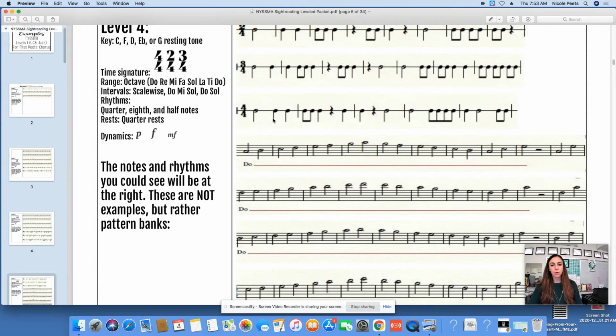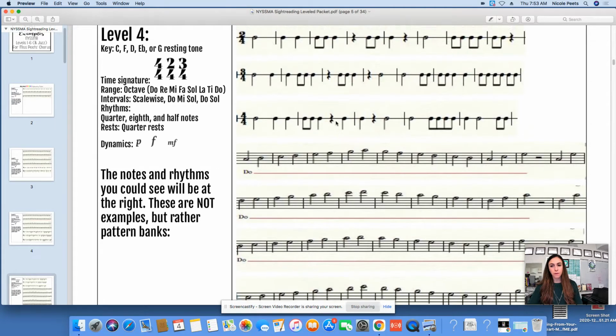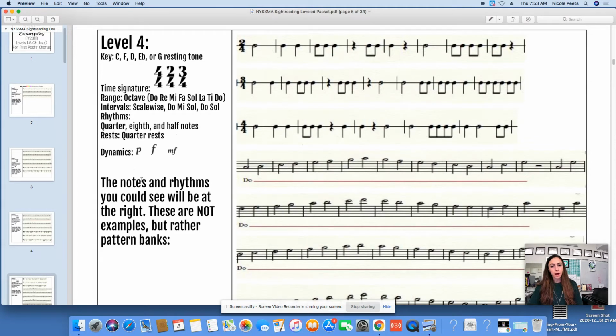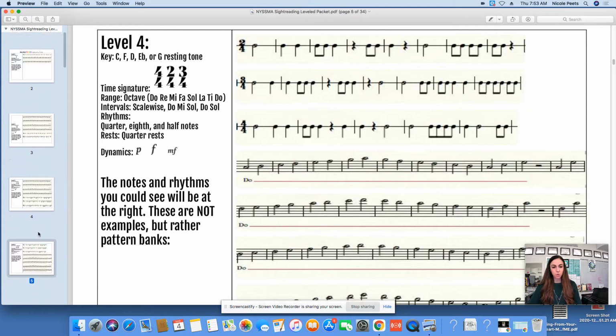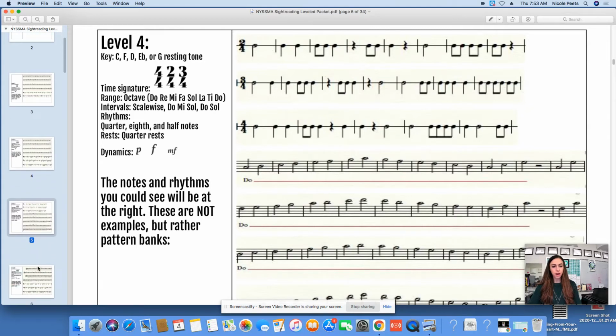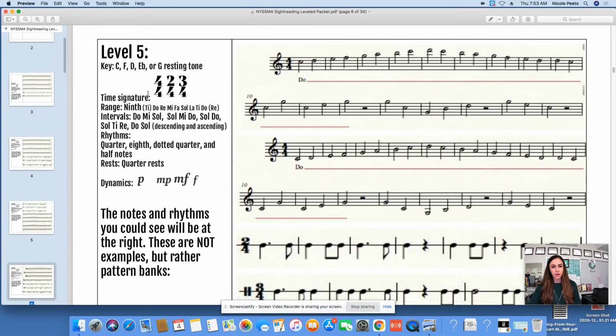Rhythmically, we have quarter notes, half notes, pairs of eighth notes, and quarter rests. Nothing too tricky. In terms of dynamics, we have piano, soft, forte, loud, and mezzo forte, medium loud. But when we move up to level 5, we have quite a few changes here. In a level 5 sight reading, we keep mostly the same resting tone, mostly the same keys as options. We keep the same time signatures as options, but our range extends beyond an octave.